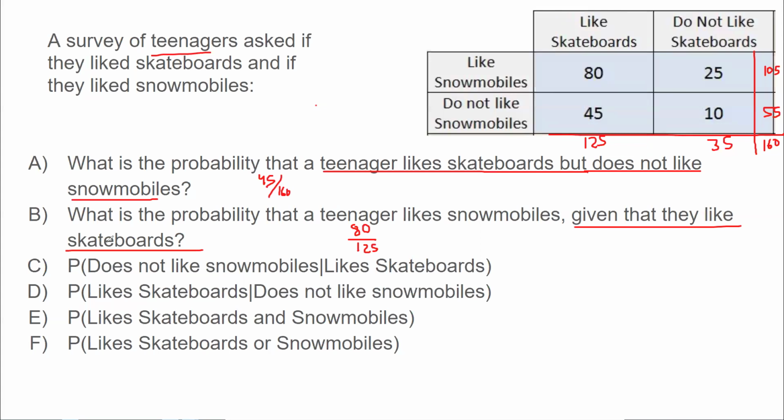Okay. Next one, what is the probability that they do not like snowmobiles given that they like skateboards? So again, we're looking at the category that they like skateboards. So of the people that like skateboards, how many do not like snowmobiles? That's going to be 45 out of 125.